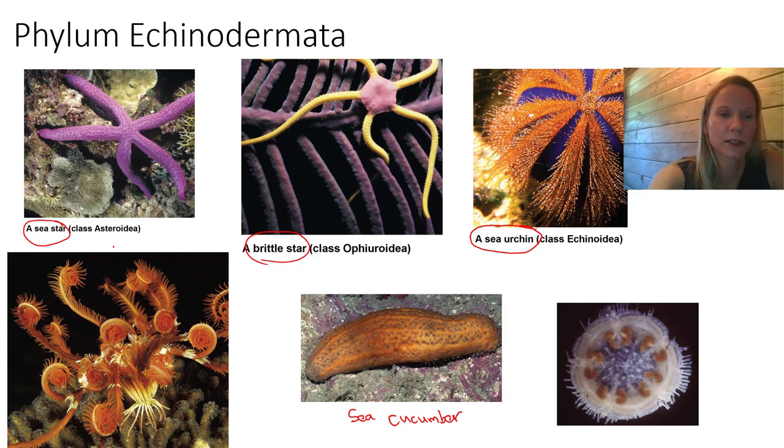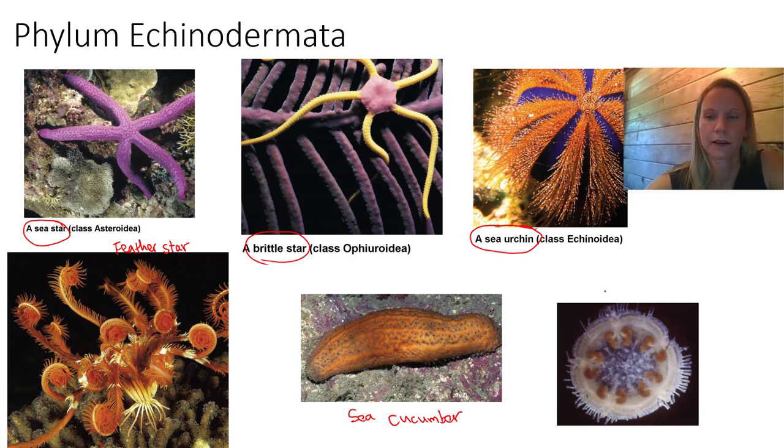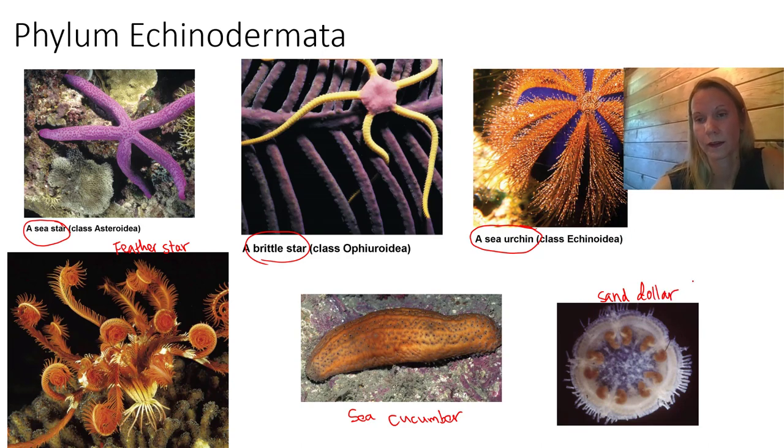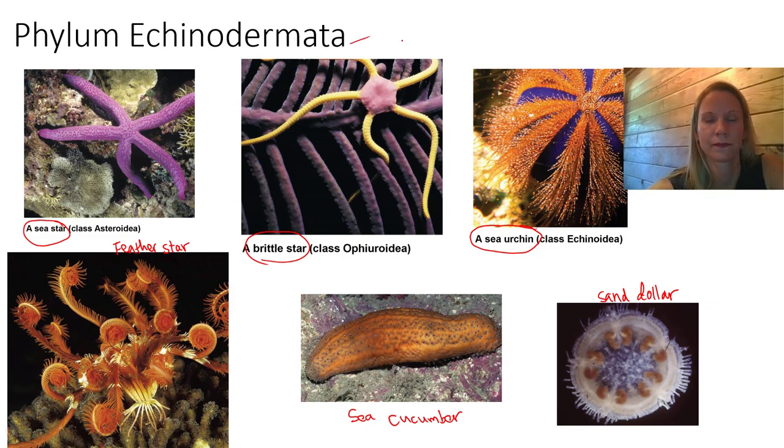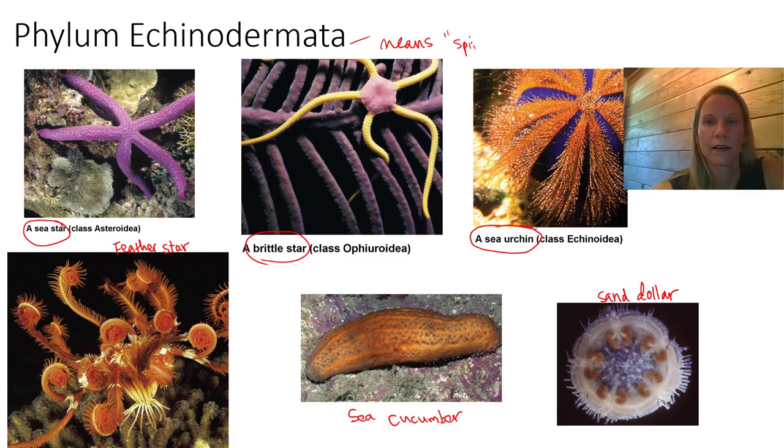Then there's some other ones. This one is called a feather star. And this one is called a sand dollar. So the word echinoderm means spiny skin. They are an example of a deuterostome, if you recall.